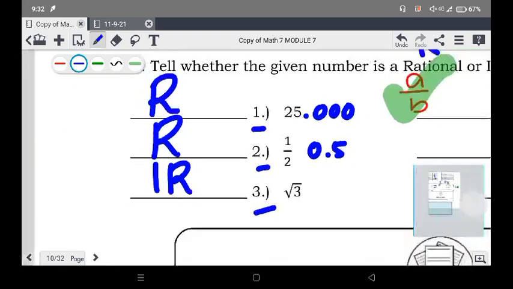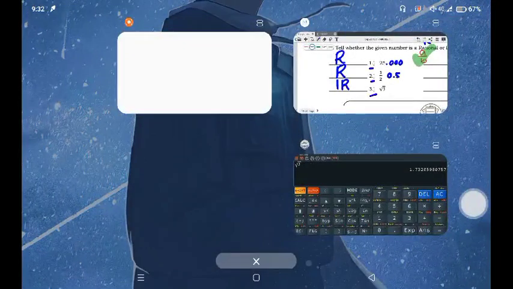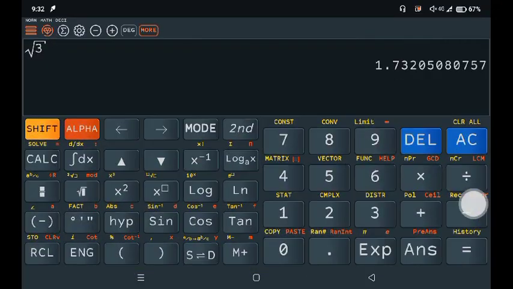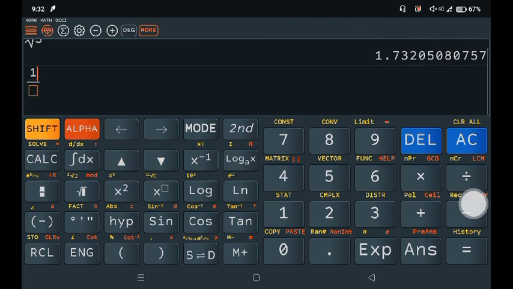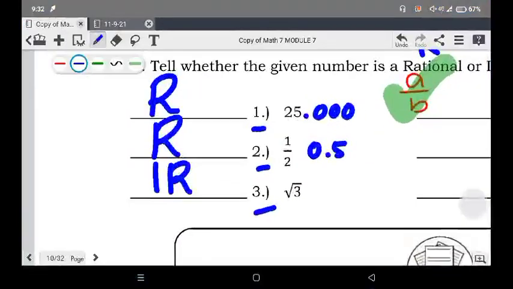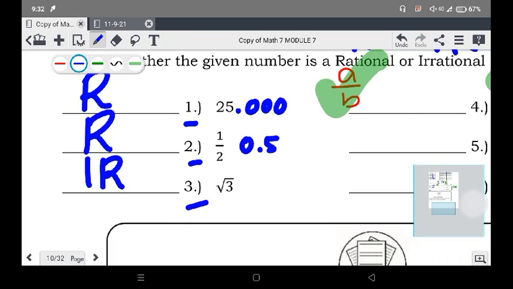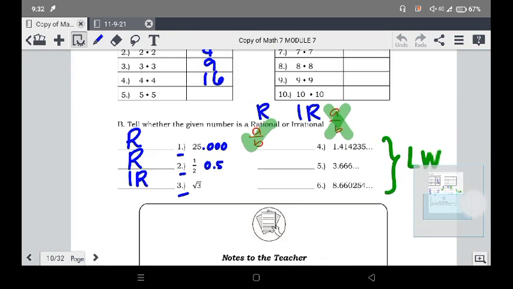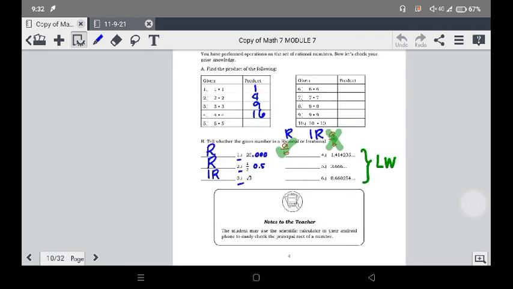Actually, in scientific calculator class, pwede mo sila ma-check. Like, say, for example, you have there 1/2. Okay. Let's try our fraction. 1/2. Okay. So, 1/2 is 0.5. Pwede pa natin siya mahimong a fraction. So, fraction. So, pwede siya. Therefore, it is a rational number. But for a square root of 3, hindi na siya. So, it is an irrational number. Okay. Let's proceed to the next.